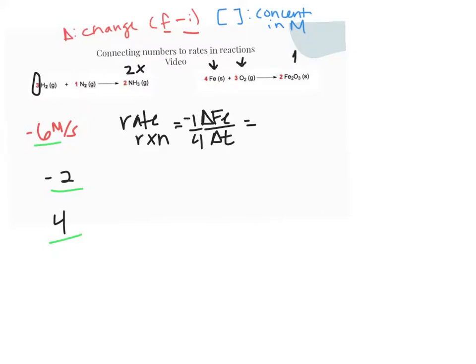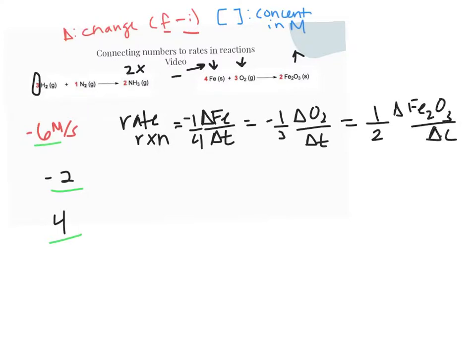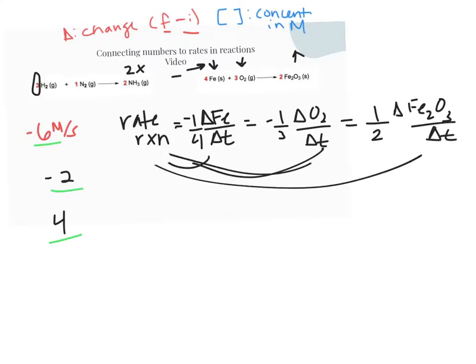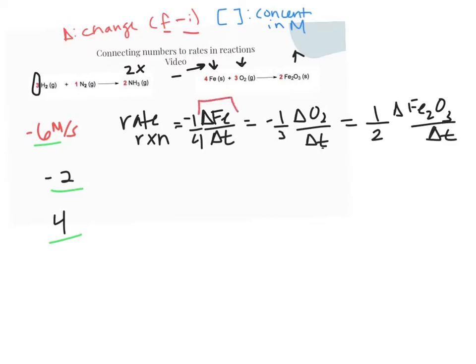Reactants go down and products go up. So these need negatives to make sure that everything stays positive. Now oxygen is going to get a negative 1/3 in front of its rate. And Fe2O3 is going to get a positive 1/2 in front of its rate. I can pick any 2 pieces of this. They're all equal to each other, so I can use any of them to solve for anything else. And if they're telling me the rate of something, they're telling me just this piece. So I'd plug that number in and then solve for whatever else I'm looking for.